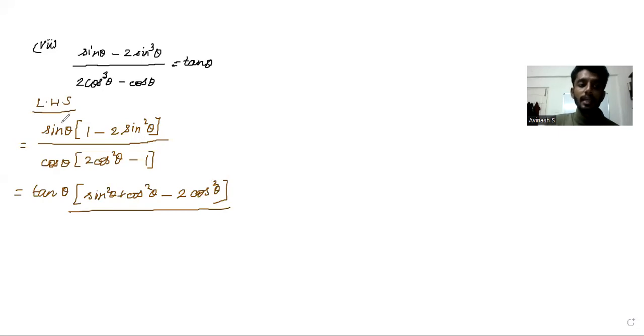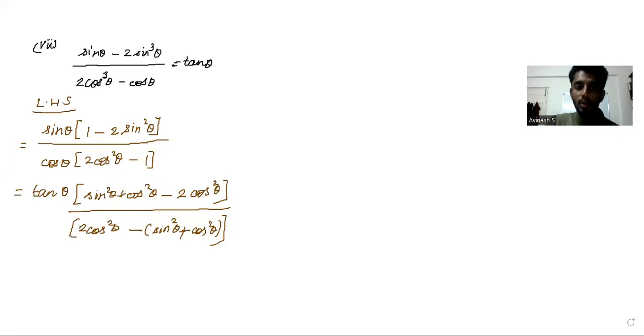I repeat, sin theta by cos theta has been transformed to tan theta. We all know that is the formula. In the place of this 1, I am substituting sin square theta plus cos square theta according to the identity. And in the denominator, it starts like 2 cos square theta minus. In the place of this 1 also, we are going to substitute sin square theta plus cos square theta, but this time with a bracket because there is a negative term outside. So you will be having it like this.